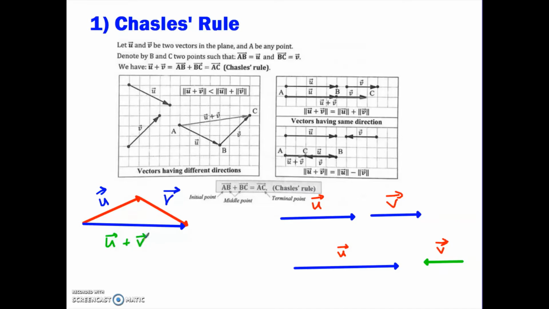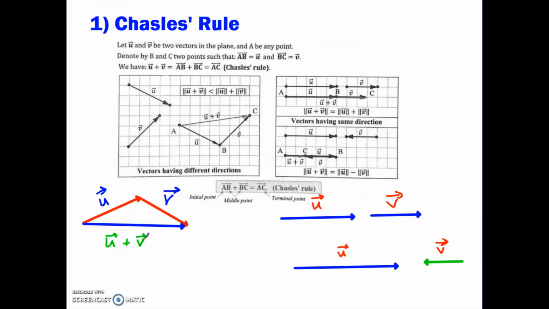Now, here I constructed u plus v by translating v in such a way that the ending point of u is the starting point of v. We could have translated u in the same way. So we got the vector u plus v. Now, this is the first case where u and v are vectors that do not have the same direction. So they have different directions. They do not lie on lines that are parallel or confounded.